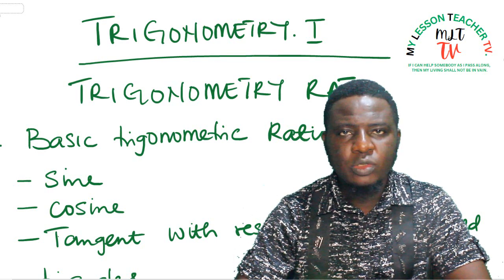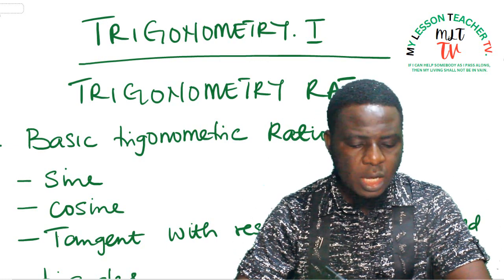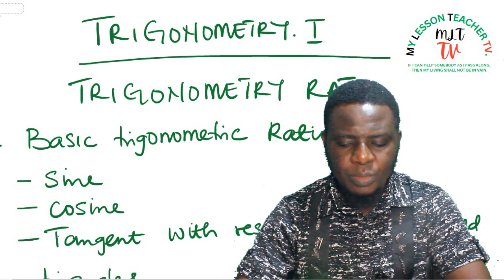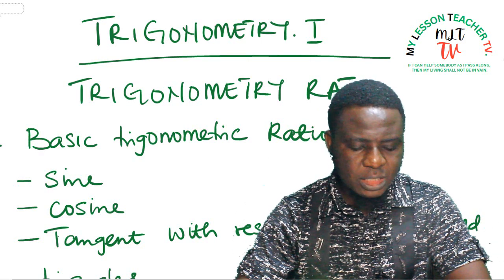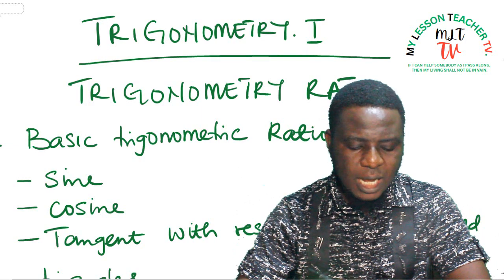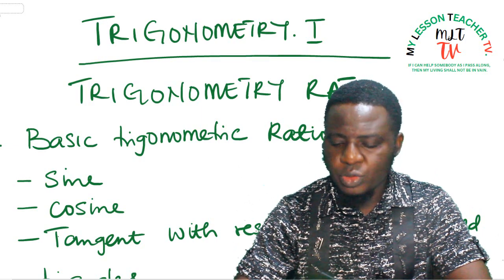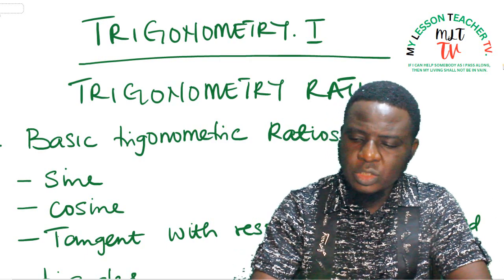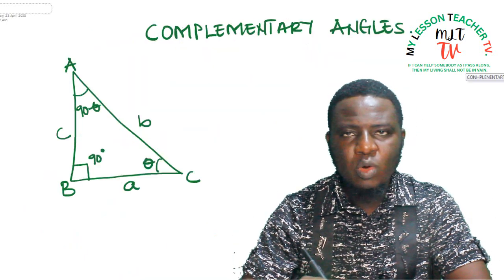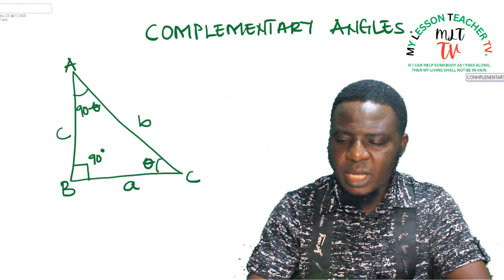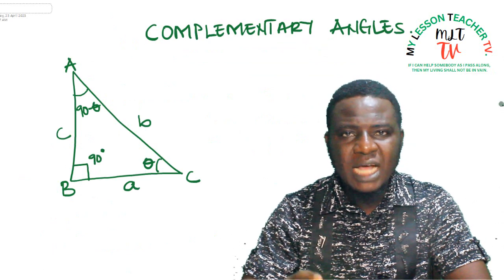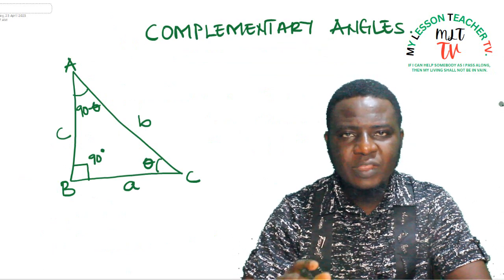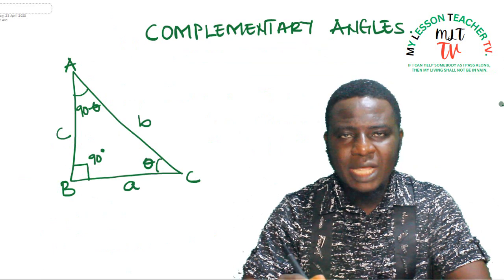Today's class is a continuation of our previous class on trigonometry. At the previous class, we were able to look at the basic trigonometric ratios of sine theta, cos theta, and tangent theta with respect to a right-angled triangle. In today's class, we shall be looking at complementary angles. Two angles are said to be complementary if their sum gives you 90 degrees.